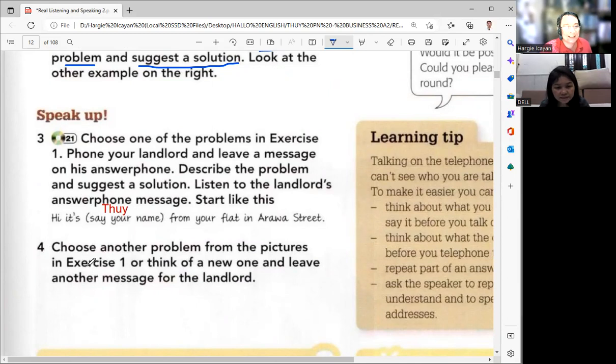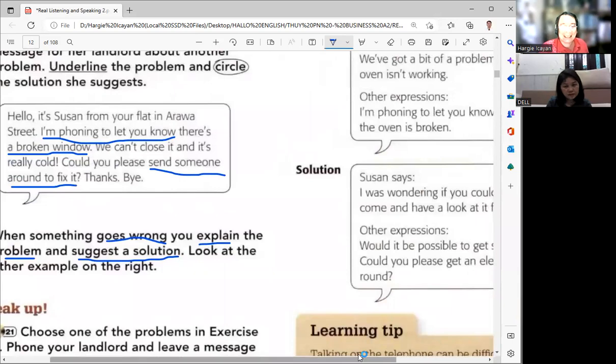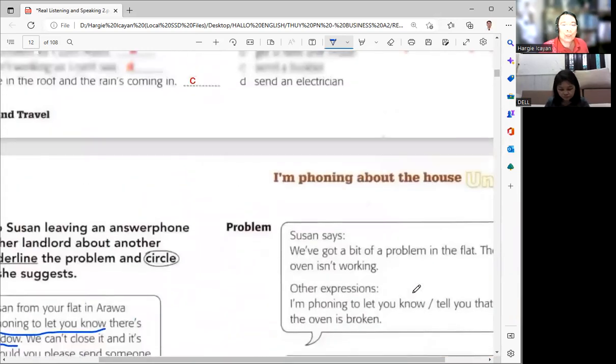Okay, next. Choose another problem from the pictures in exercise 1 or think of a new one and leave another message for the landlord. Okay, so we will not do that one anymore because you already have a homework. Okay, now we have here.